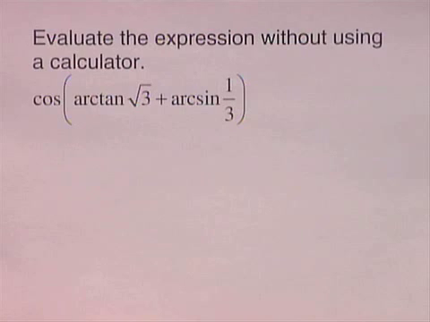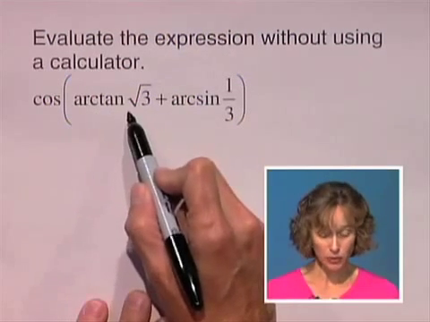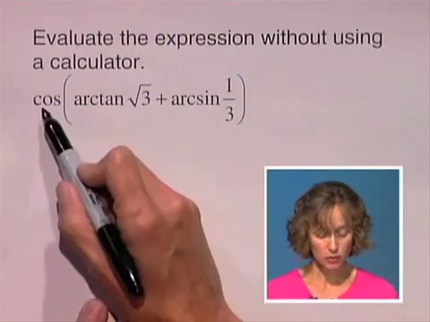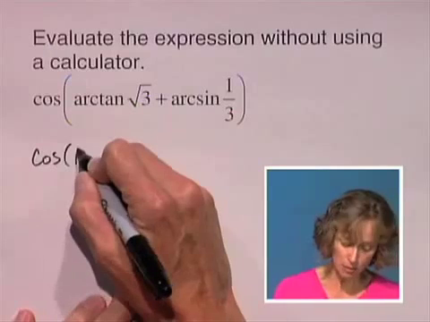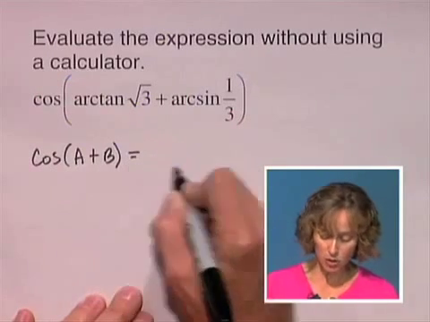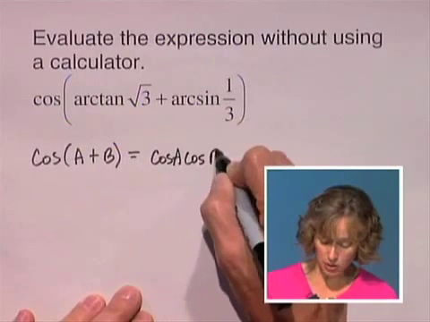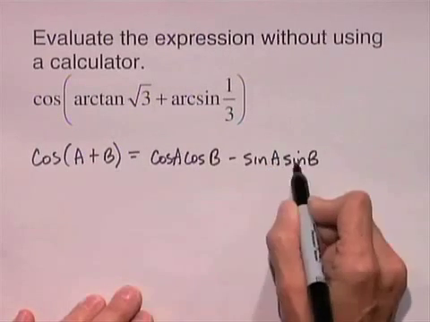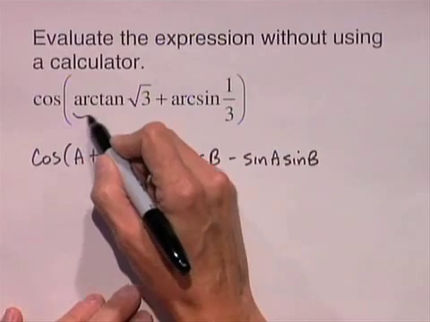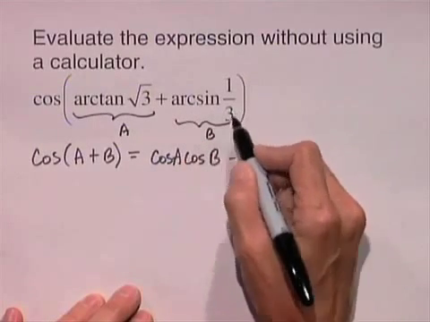Let's work with some inverse trig functions. We want to evaluate, without using a calculator, the cosine of the arctangent of square root 3 plus the arcsine of 1/3. The arctangent of the square root of 3 is an angle, and so is the arcsine of 1/3. So I want to find the cosine of an angle plus an angle. I'm going to use a cosine sum identity, and let me start by writing that identity down. The cosine of a plus b is cosine a cosine b minus sine a sine b. Now if I match that with what I'm trying to find, a is the arctangent of square root 3, and b is the arcsine of 1/3.